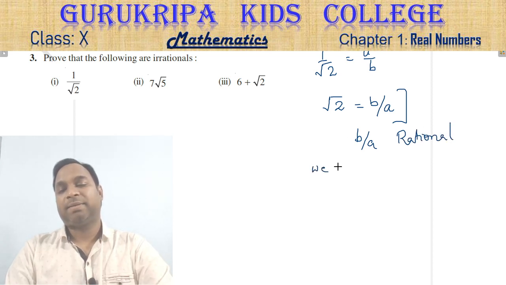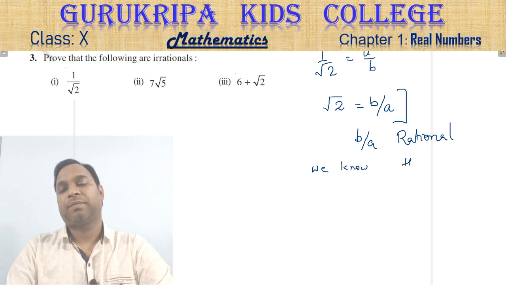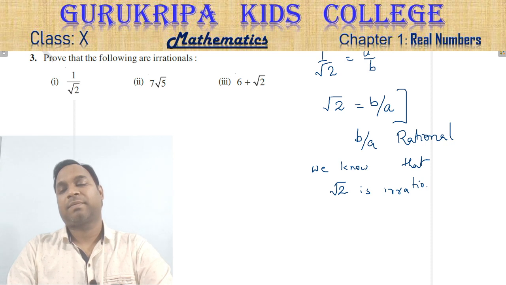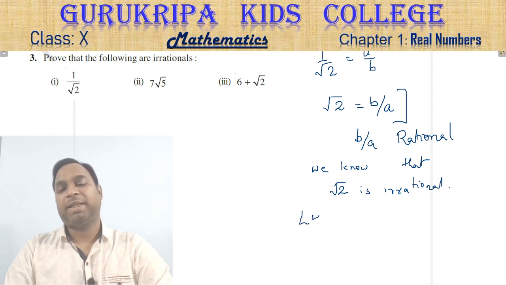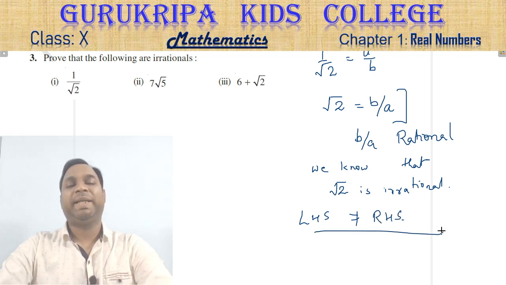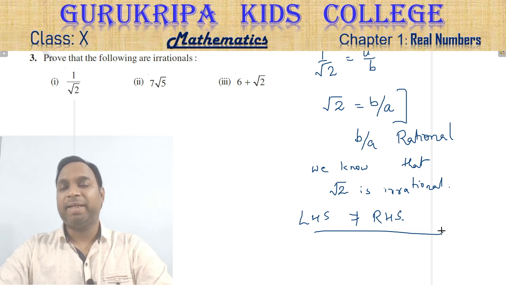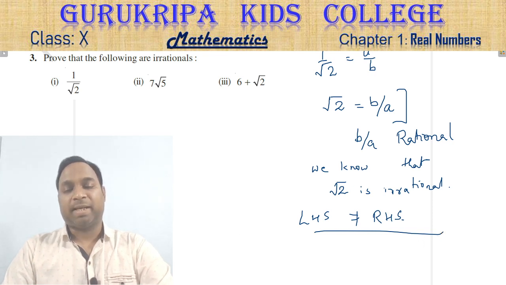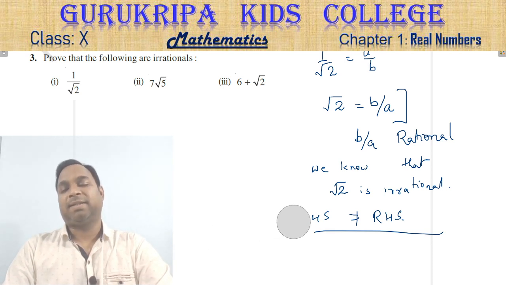But we know that square root 2 is irrational. Therefore, LHS cannot be equal to RHS. A rational number can never be equal to an irrational number. Therefore, we arrive at a contradiction, isn't it? So our assumption is wrong, and 1 upon square root 2 is not rational, it is an irrational number. Okay.